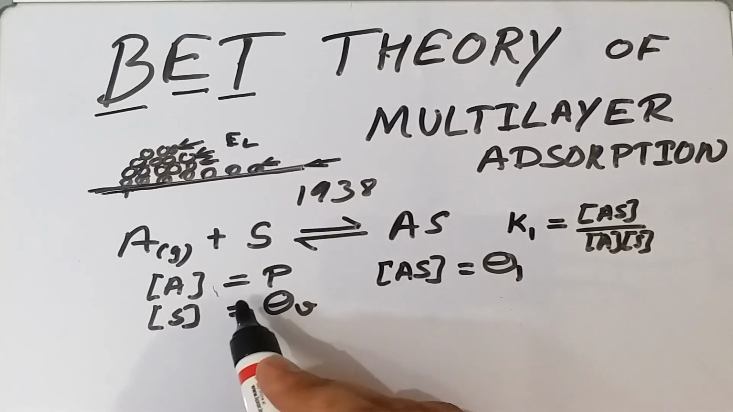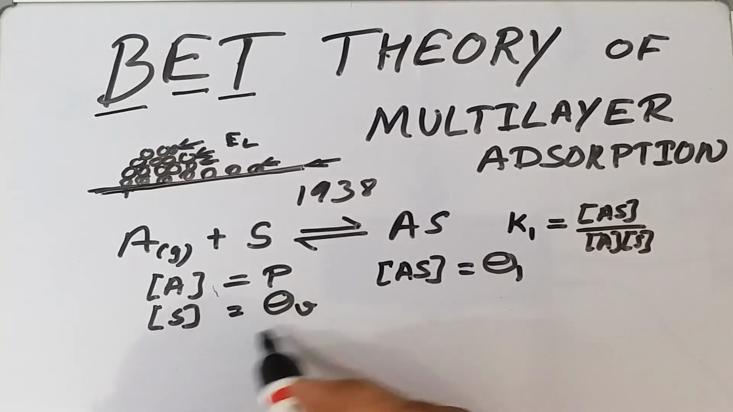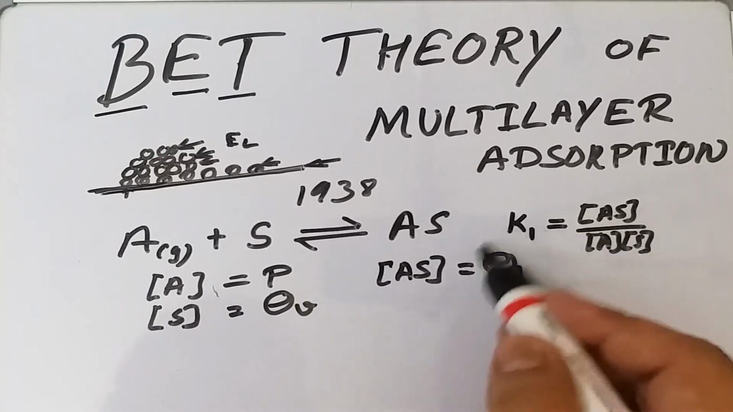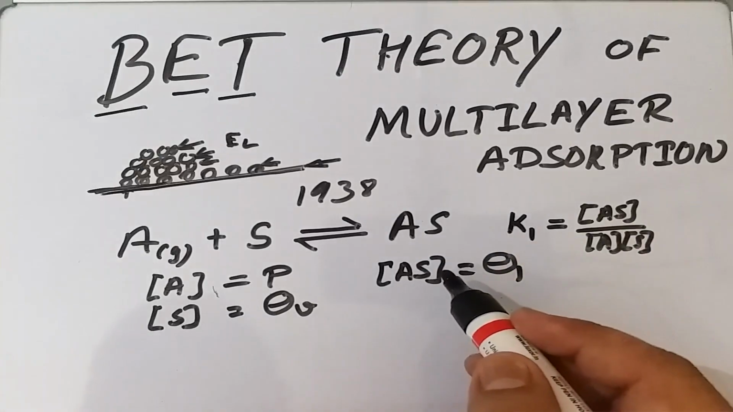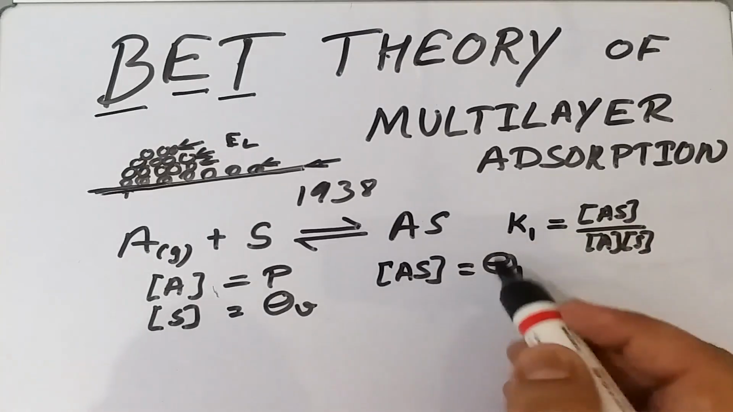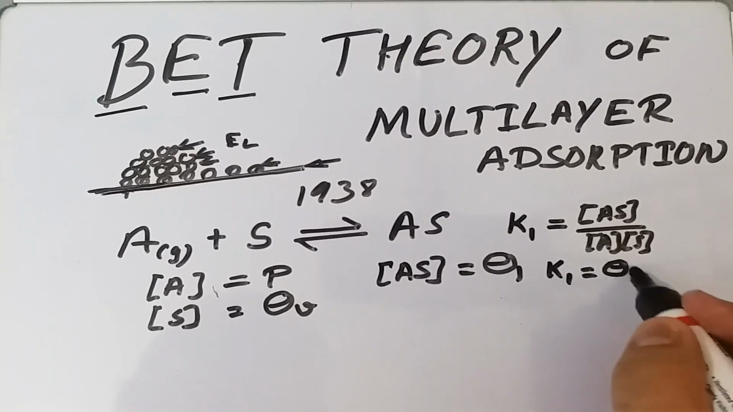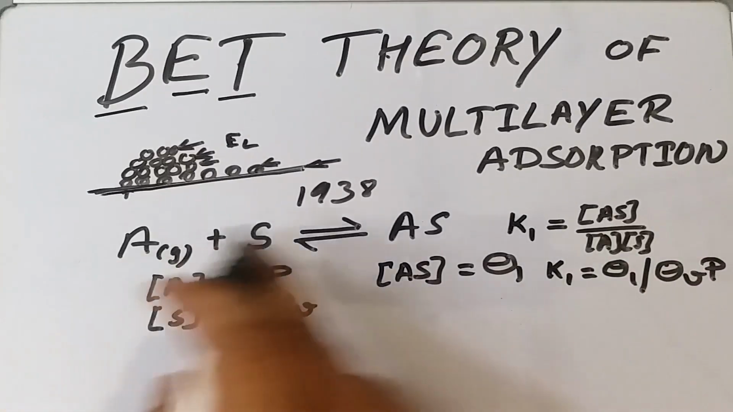The concentration of our sites will be equal to the total amount of the vacant sites, that is the fraction of vacant sites, and the concentration of AS will be equal to the fraction of our sites which are covered by the molecule. So I can write K1 is equal to theta 1 upon theta V into P. Okay, so this is for the first layer.